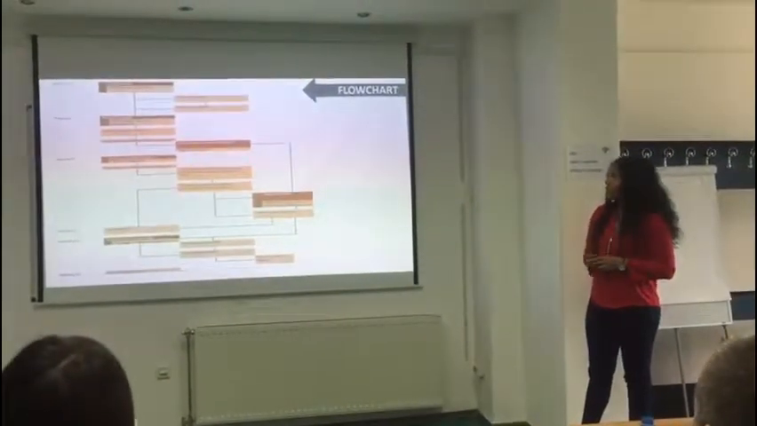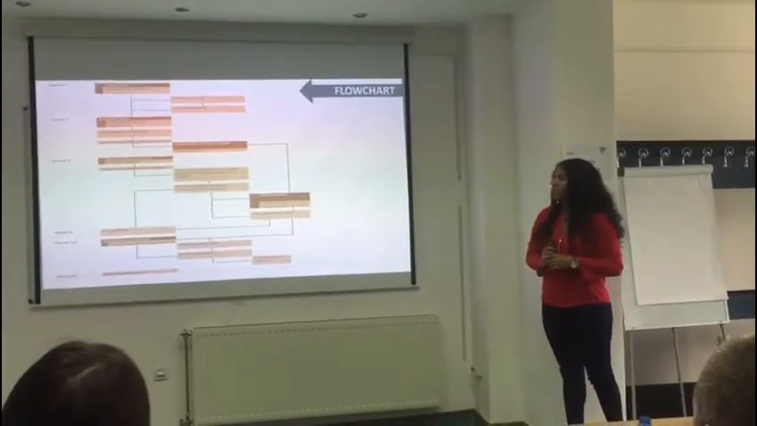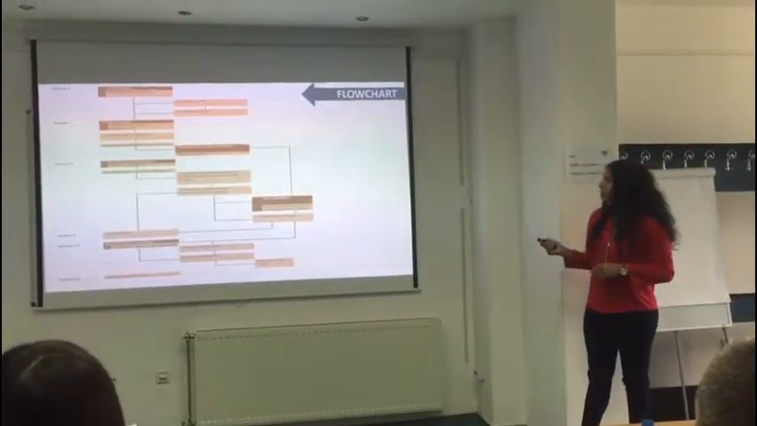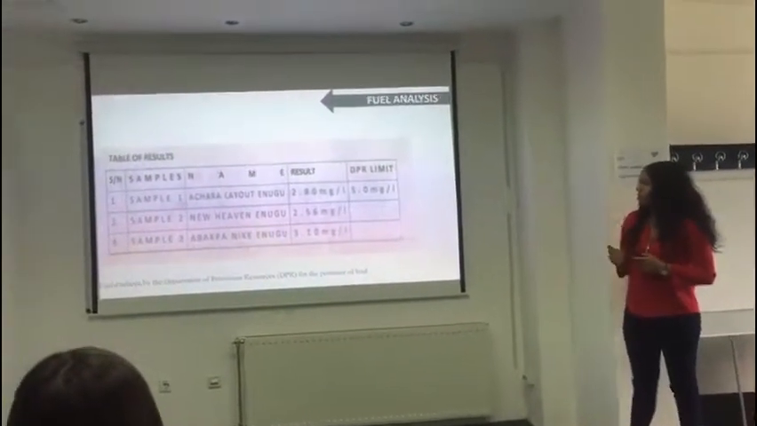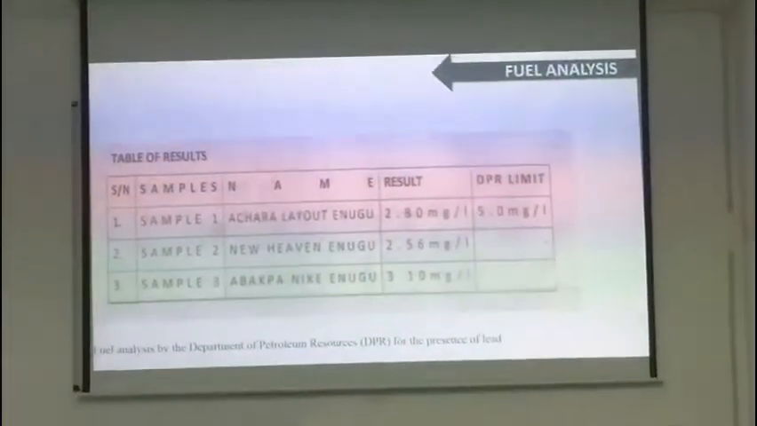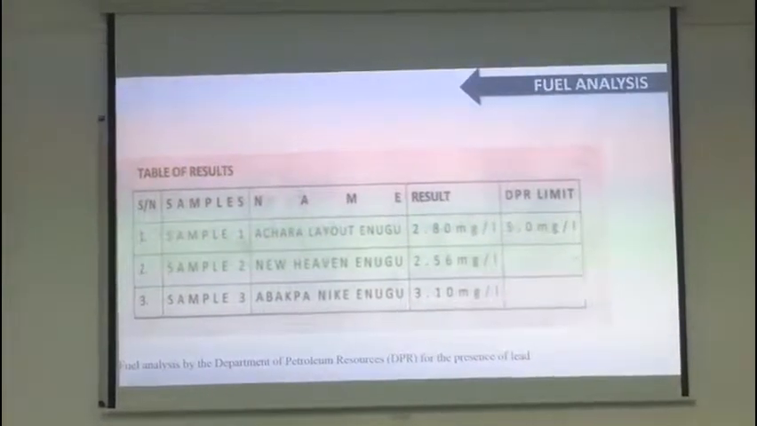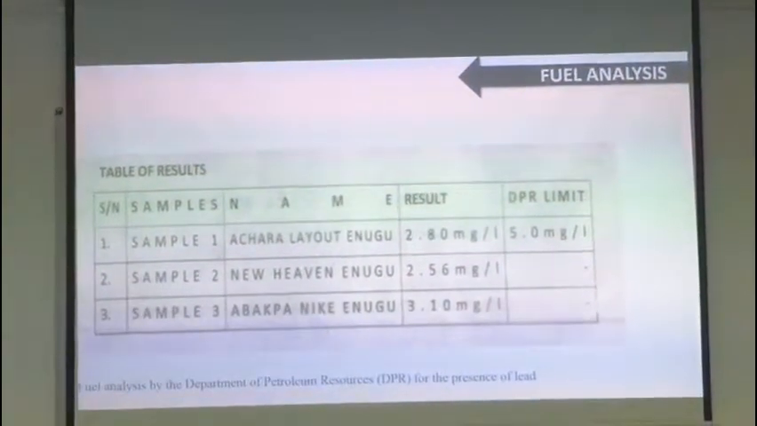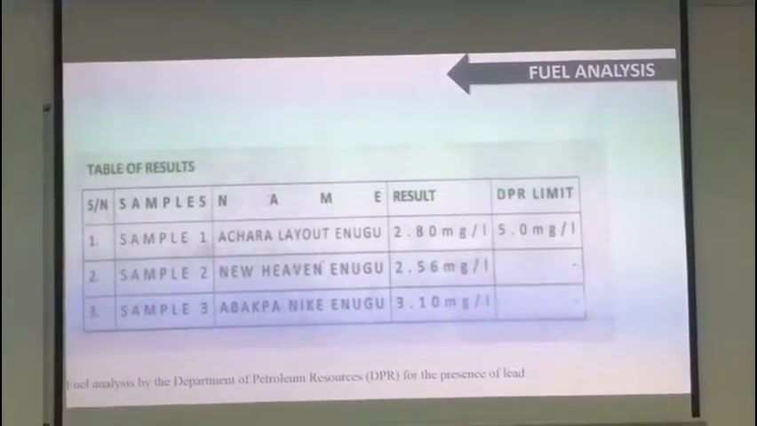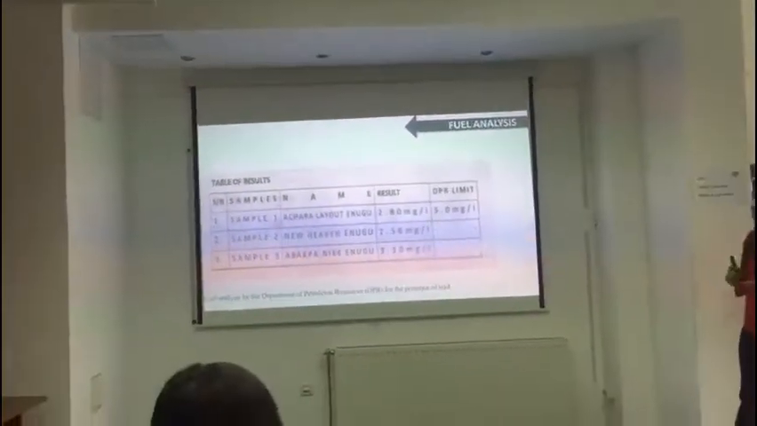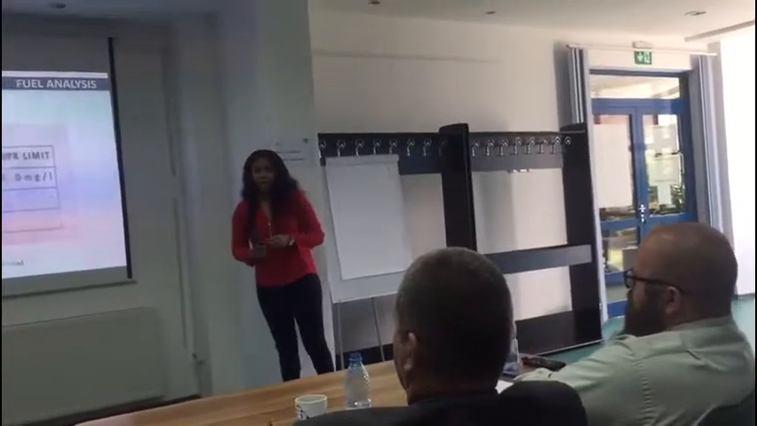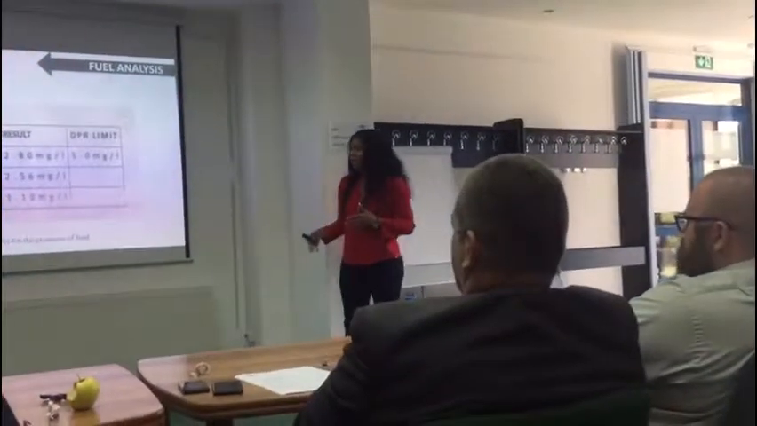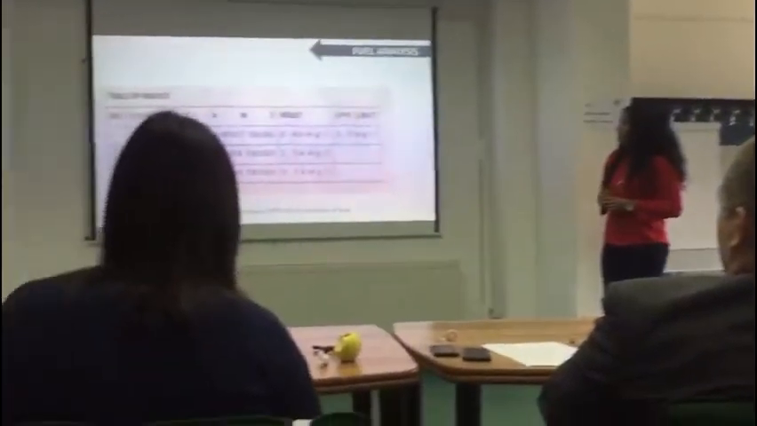This is a chronological flow of my study. Data measurement. This table is the results from the Department of Petroleum. This shows that lead is still present in the production of gasoline in Nigeria. The Department of Petroleum has a national limit of 50 milligrams per liter of lead that should be present in the gasoline.